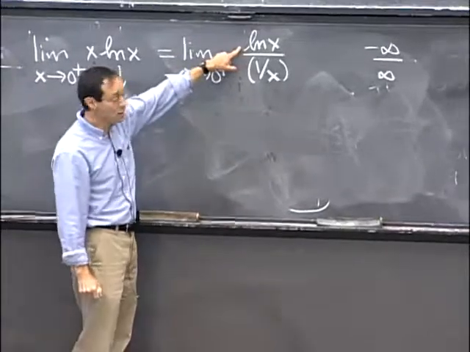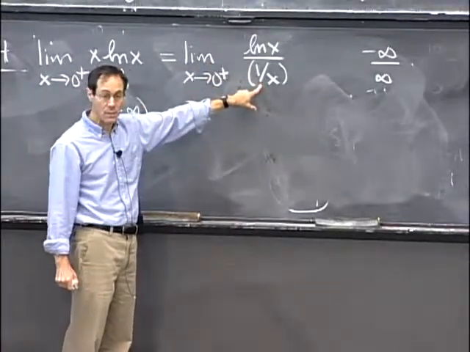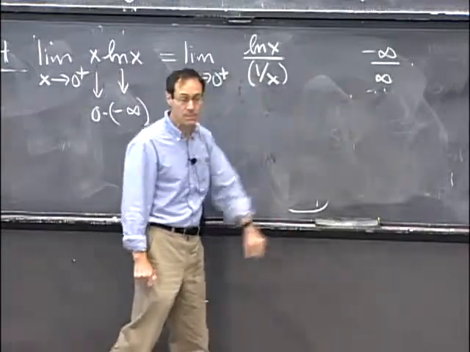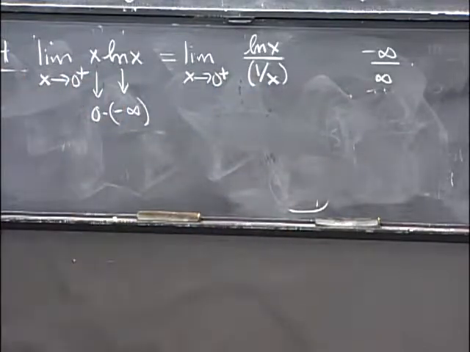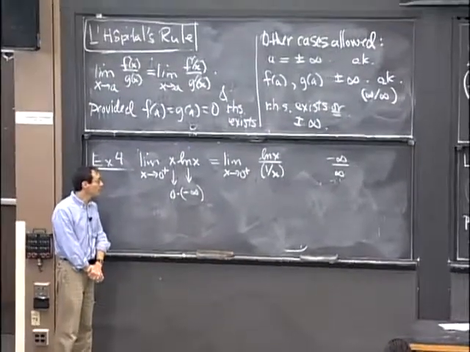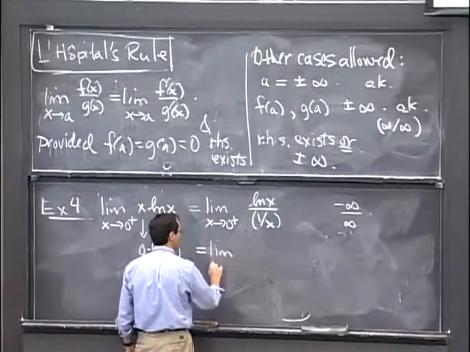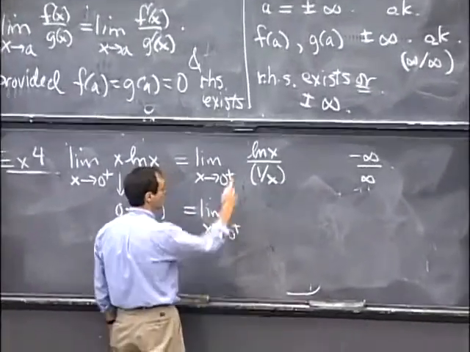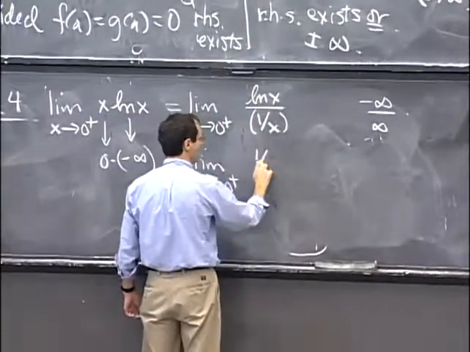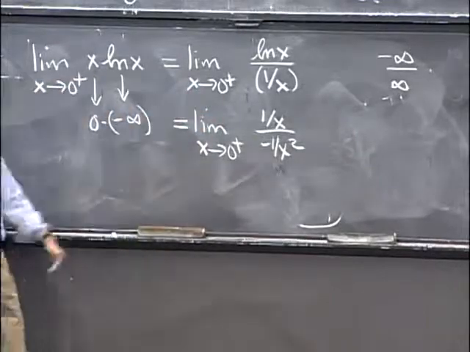Because the numerator is going to minus infinity as x goes to 0 plus, and the denominator, 1 over x, is going to plus infinity. So again, there's a competition, but now it's one of the forms to which L'Hopital's rule applies. And now I'm just going to apply L'Hopital's rule. What it says is that I differentiate here. So I just differentiated numerator and denominator.